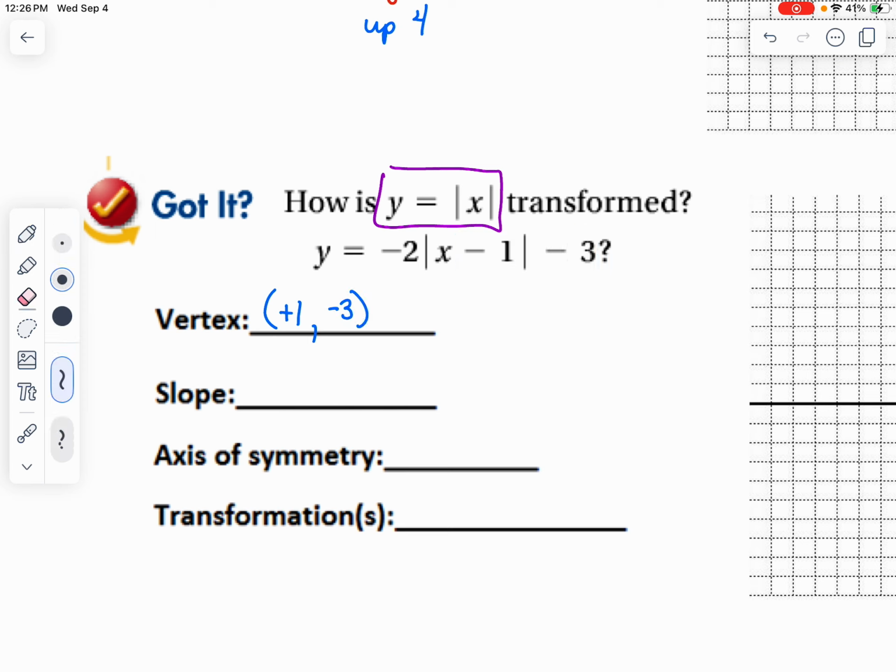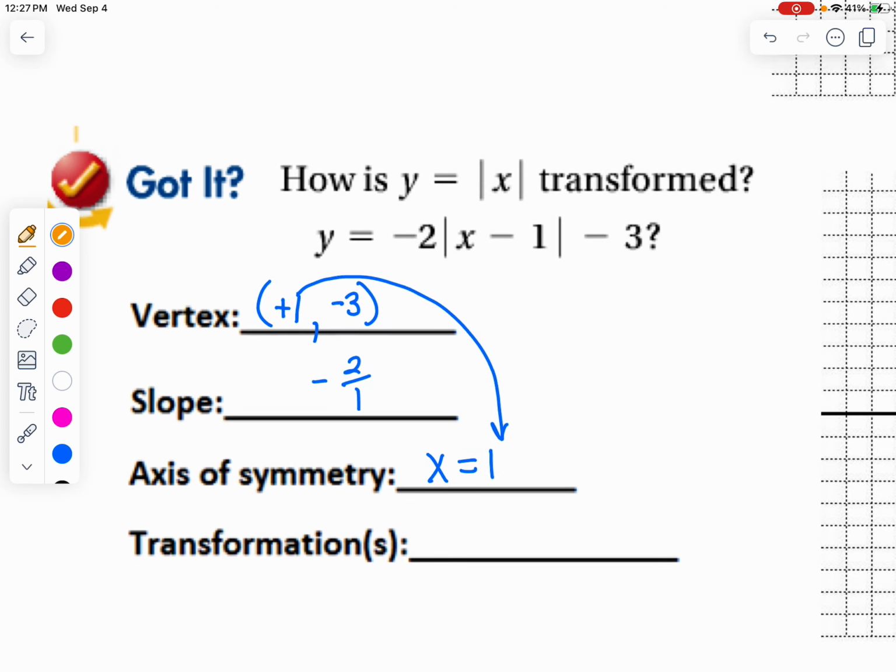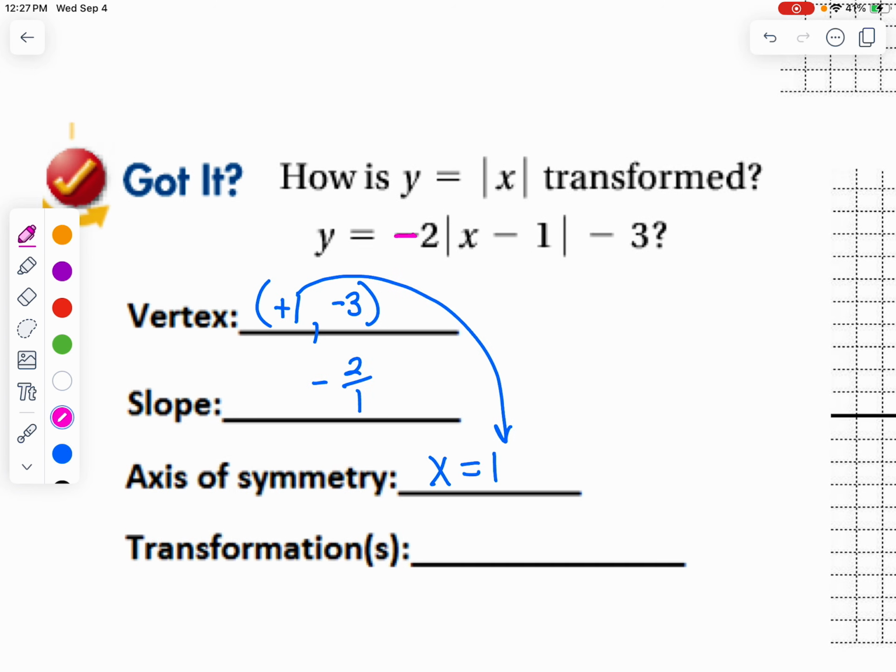Get rid of that because it's a lot to look at. Our slope is the number in the front, so in this case, -2. Oh, make it a fraction. Our axis of symmetry is x equals the x value of the vertex. And our transformations, here's where we'll slow down, okay? The negative in the front, I'll make that pink. The negative in the front will cause it to be reflected. In other words, this thing's going to be upside down.